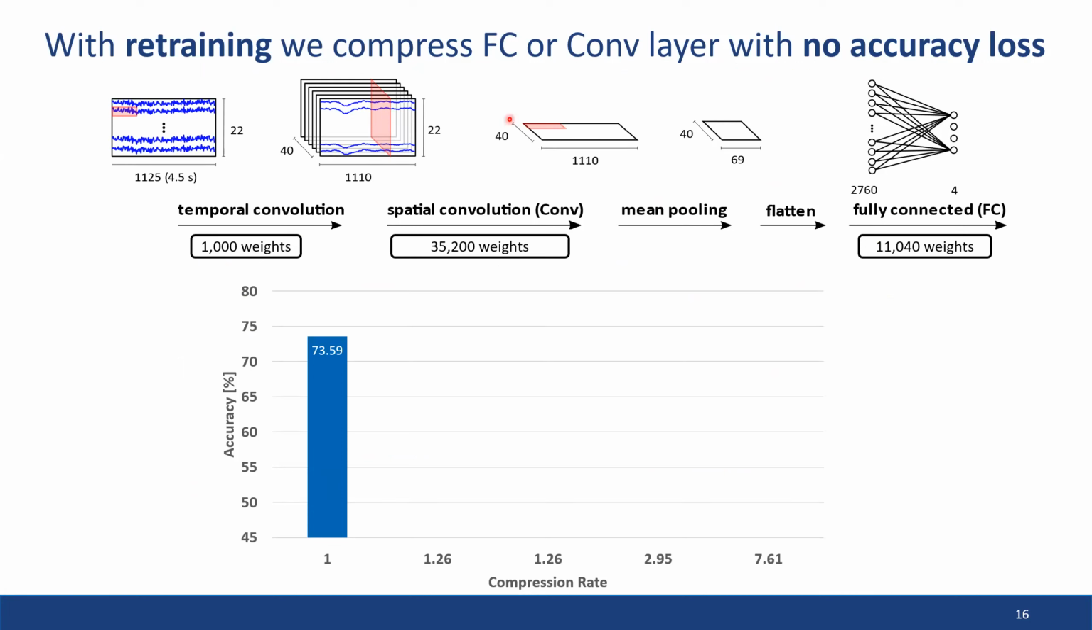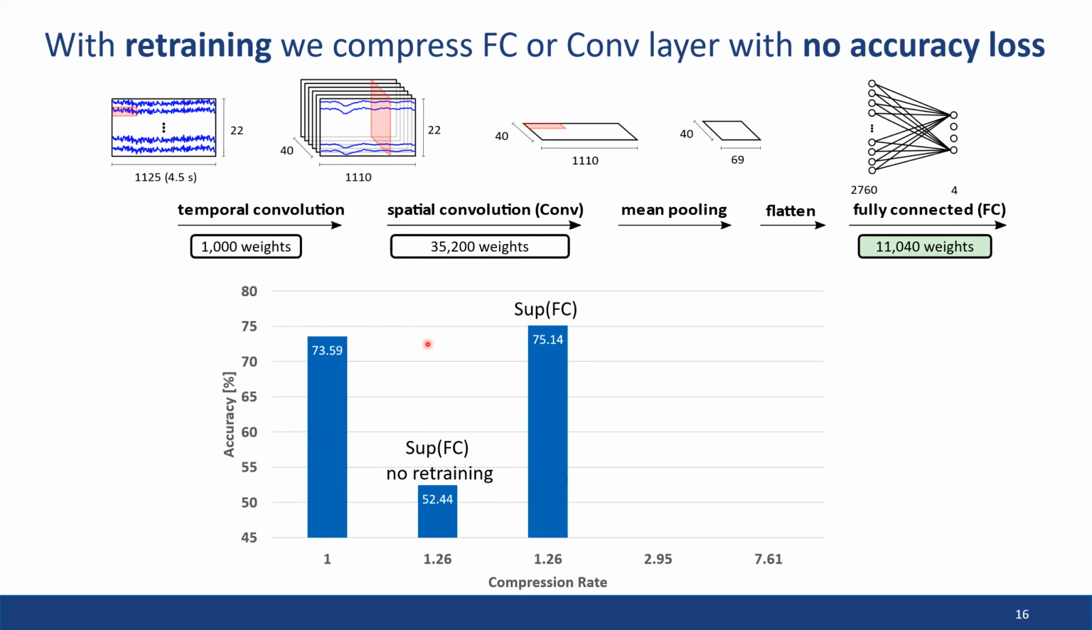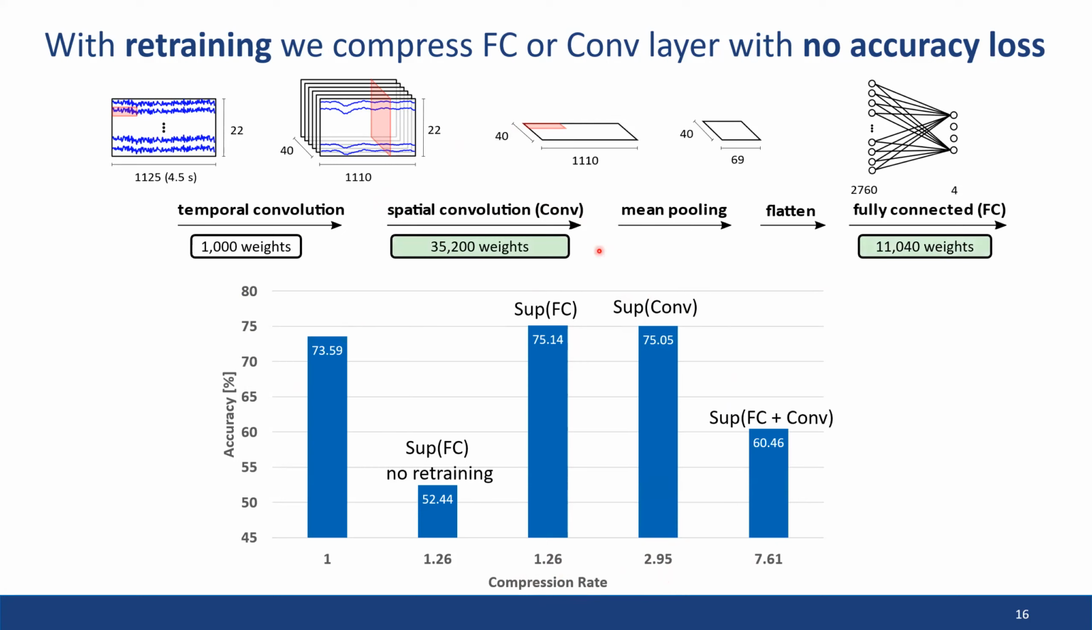So here we see again the ShuffleNet and the classification accuracy when doing no compression at all. As we have already seen before, if we do the superposition of the fully connected layer and do no retraining at all, we get this huge accuracy loss of around 20% compared to the non-compressed model. However, if we do this iterative retraining I just explained, we can even achieve a higher accuracy of 75.14% at a compression rate of 1.26. If we instead compress the spatial convolution, which is the biggest layer in this network, we achieve a higher compression rate of 2.95, and still we are able to achieve high classification accuracy, even higher than the non-compressed model. If we compress both the spatial and the fully connected layer, we see accuracy degradation.